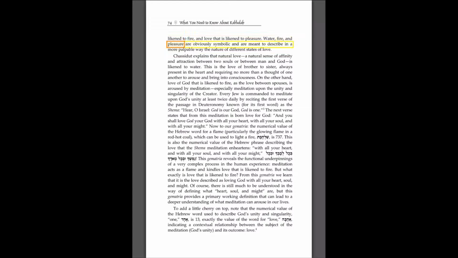Water, fire, and pleasure are obviously symbolic and are meant to describe in a more palpable way the nature of different states of love. Chassidut explains that natural love, a natural sense of affinity and attraction between two souls or between man and God, is likened to water. This is the love of brother to sister, always present in the heart and requiring no more than a thought of one another to arouse and bring into consciousness.